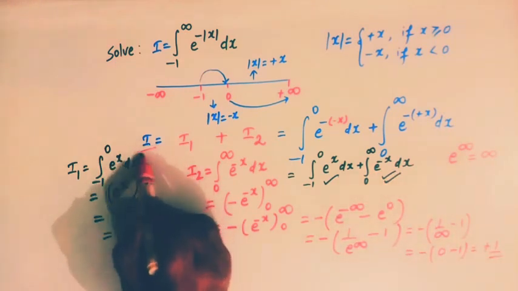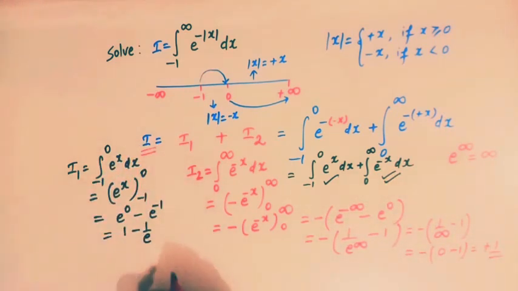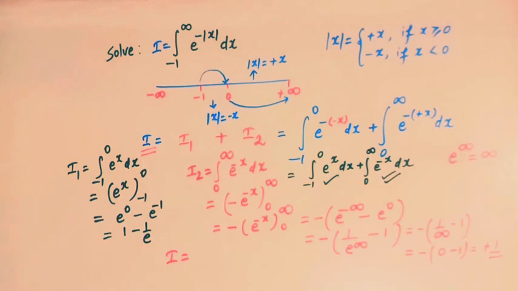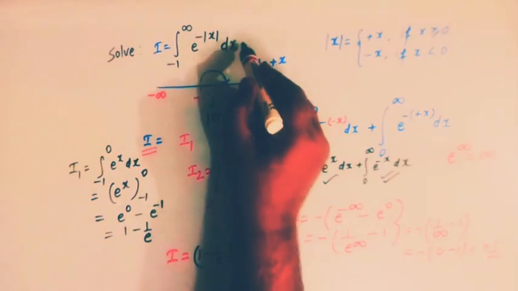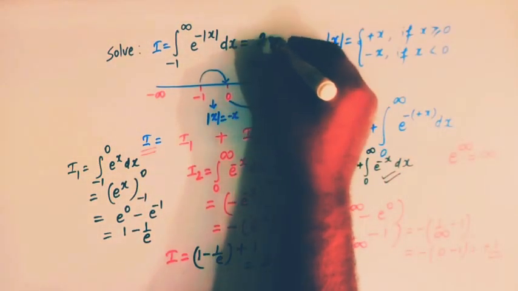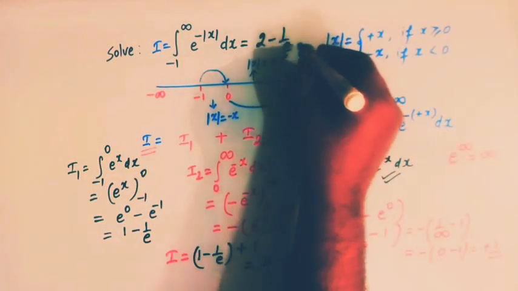Now we have to find the value of I. Now I is I1 plus I2. So here we have 1 minus 1 over e plus 1. So we have 1 plus 1, that is 2, minus 1 over e. So the value of this integral is 2 minus 1 over e.